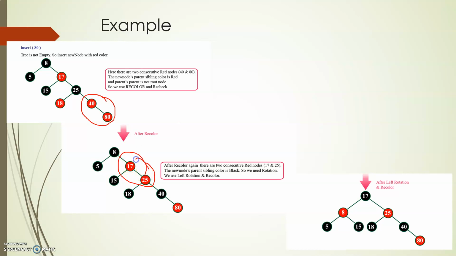25 takes the place of 17, 17 takes the place of 8, 8 and 5 go down. So you can see here 8 and 5 came down, and 17's left child becomes 8's right child. So you can see everything is now up to date, and after that you recolor accordingly. 80 is red in color, the nodes just above become black and the nodes just above those become red in color. So this is how a red black tree is achieved after inserting. So that's how you insert. These are the insertion examples.